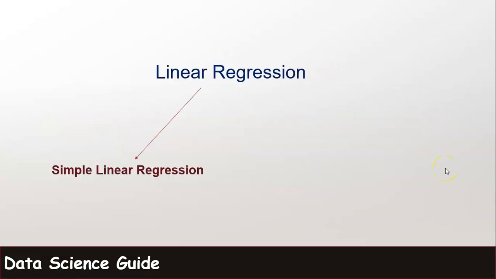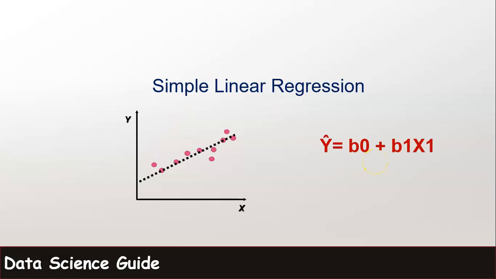Linear regression has two types here, simple linear regression and multiple linear regression. In simple linear regression, we have only one independent variable. So the value of the dependent variable y hat is predicted based on the independent variable. And this is very rare in business scenarios because usually we have many independent variables needed to predict a dependent variable. So this is only a very simple type of linear regression.